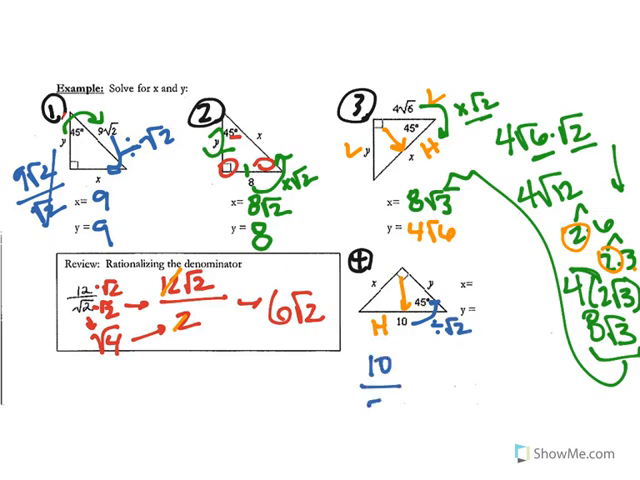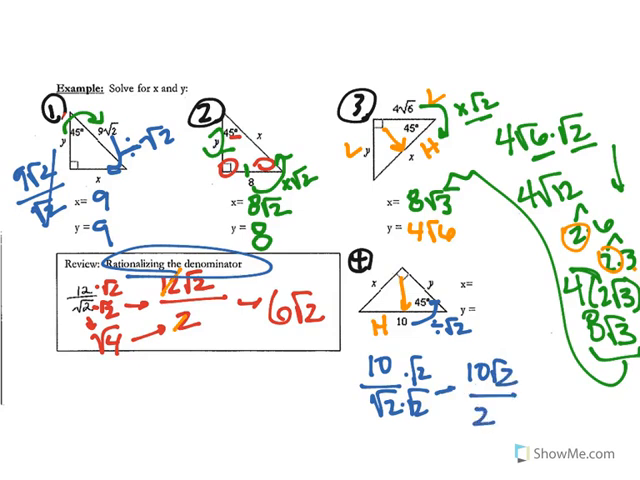So if I do 10 divided by root 2, we have to rationalize our denominator. That's why we just practiced that last step. Multiply by root 2 on top and bottom. That gives me 10 radical 2 over 2. My 10 and my 2 cross out to become 5 radical 2. And so both of my legs, x and y, are 5 radical 2.